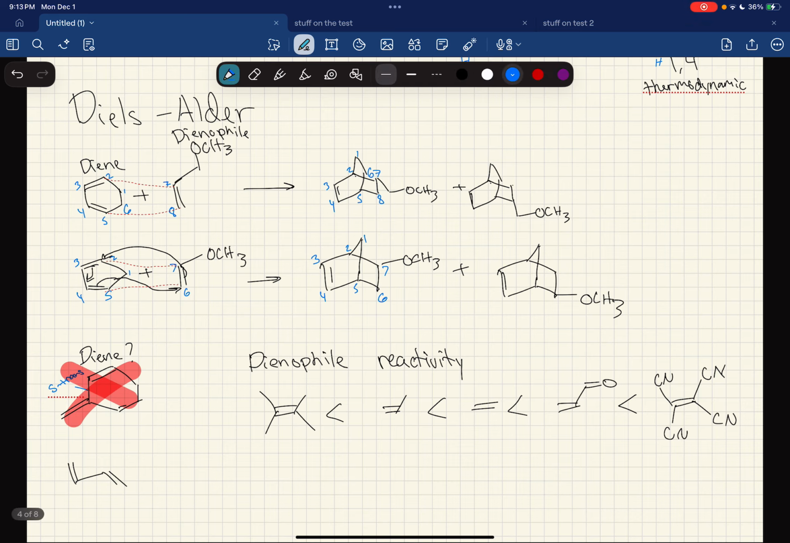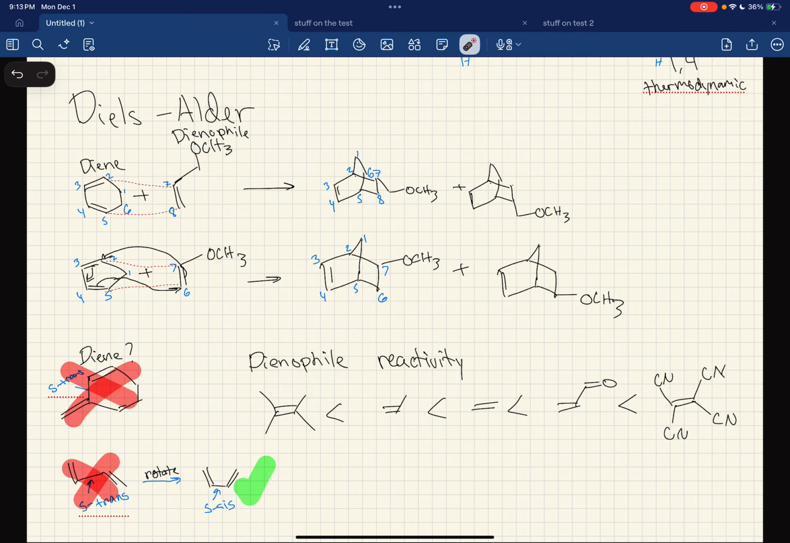This one is also S trans. So that also won't work. But if you look at this one, you can see that this can freely rotate around that sigma bond and form this, which will be S cis, which will be great. This one, on the other hand, it's stuck in a ring. You can't rotate around this, so this just won't work.